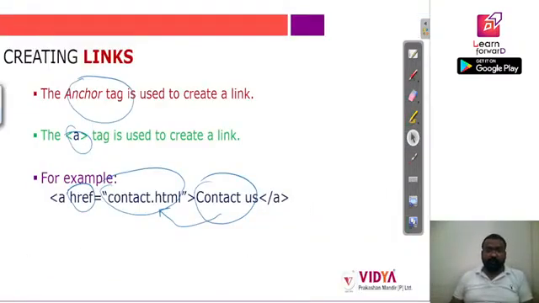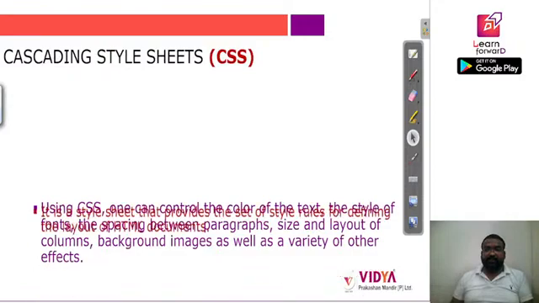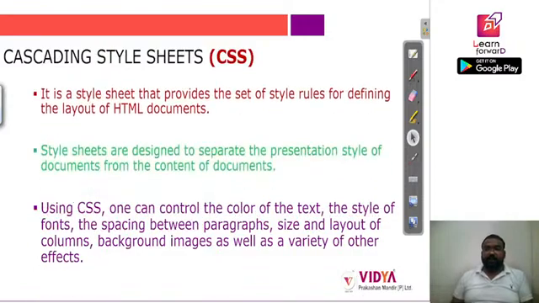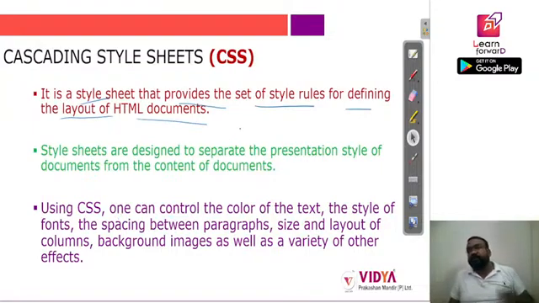Now let's move to our next topic, that means cascading style sheet. So basically this cascading style sheet is a style sheet that provides the set of style rules for defining the layout of HTML document. So you can say whenever you are creating a HTML web page and you want to define some layout, some designing on your web page, with the help of this CSS you can do that.